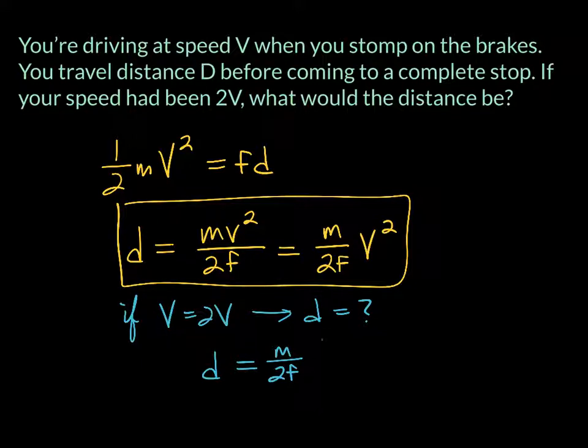But now I put a 2V in there. So really what this tells me is that my D is directly proportional to V squared. It's really all it is saying. And so if I double my speed, I'm going to quadruple my distance. If I tripled the speed, I would factor of 9 the distance, the stopping distance.